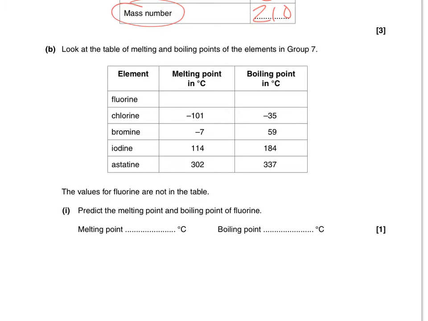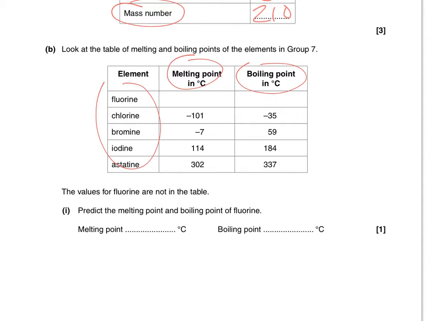And here it is. Okay, so we're back to group 7. We've got all our different group 7 elements on the left, and it's telling us our melting points and boiling points of each one. Now, all it's asking you to do is predict what the melting and boiling point of fluorine is going to be.